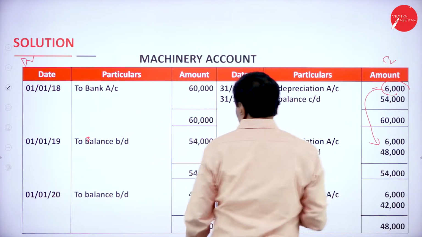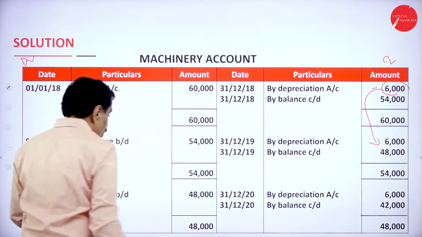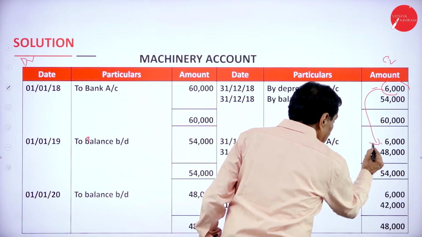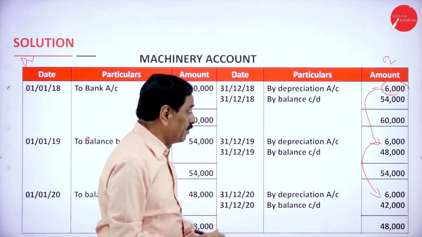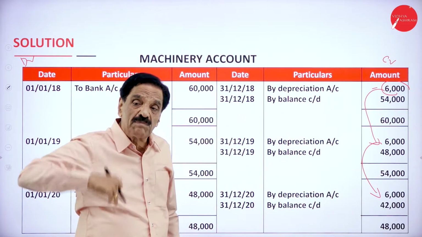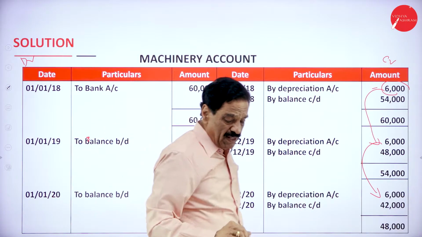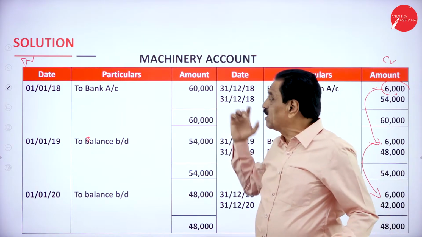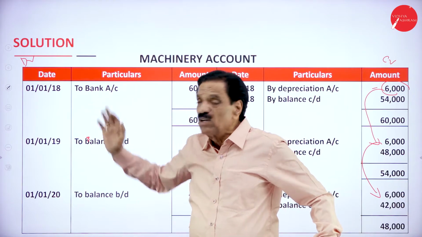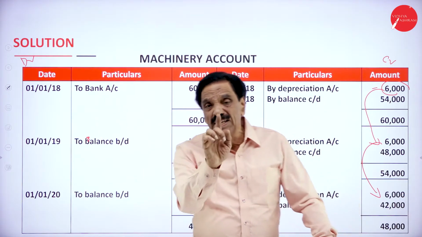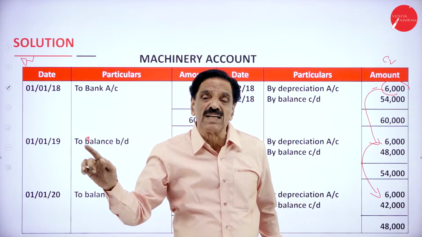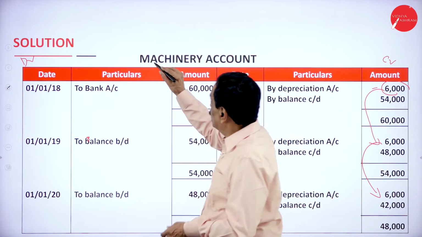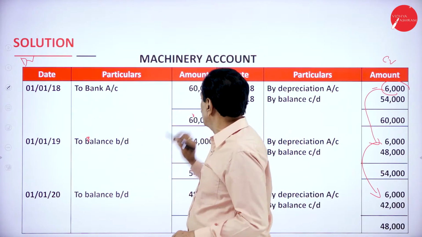In the third year, you bring down 48,000 here: to balance brought down, 48,000. Depreciation remains constant. In the third year also it is 6,000. How much is left over? 42,000 closing. That is the opening balance for the next year. I will repeat. You purchase the machinery worth rupees 60,000 on which date? 1/1/2018. What is the entry? Machinery account debit to bank account. You pass the entry here: machinery account debit to bank account, 60,000.